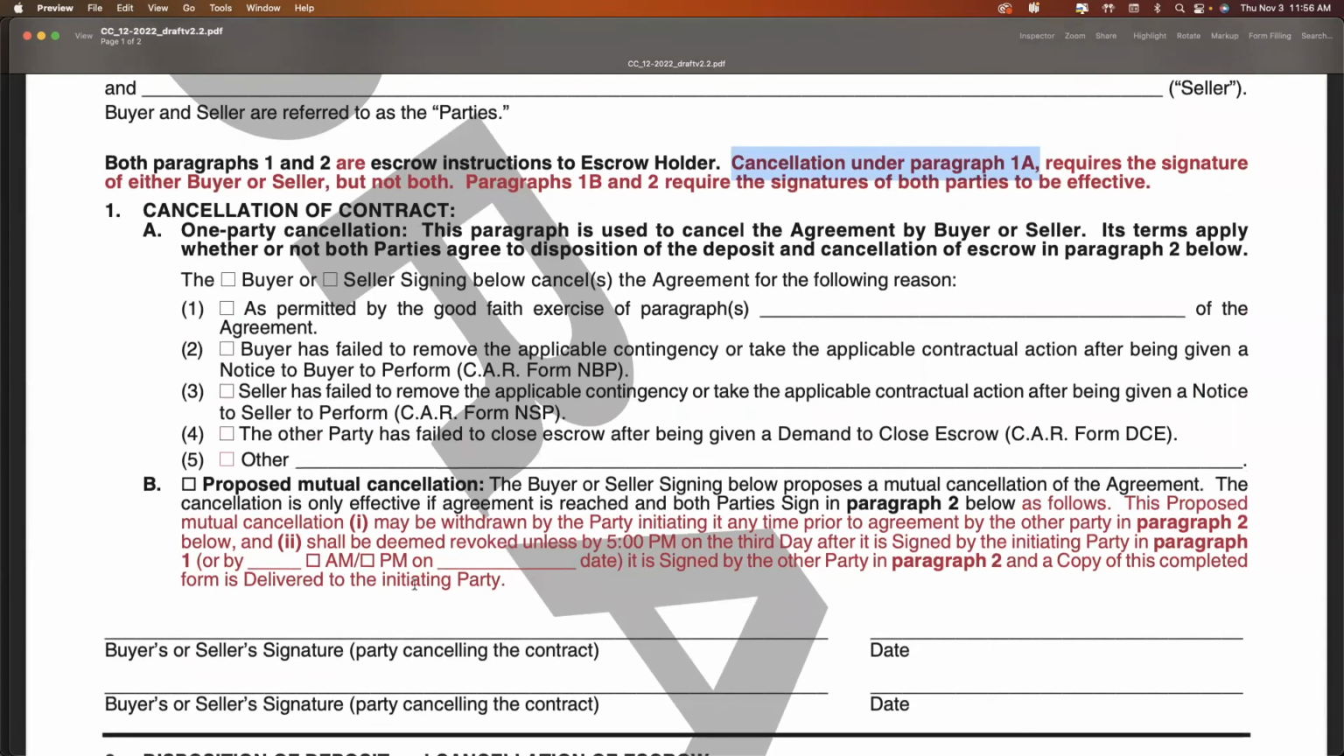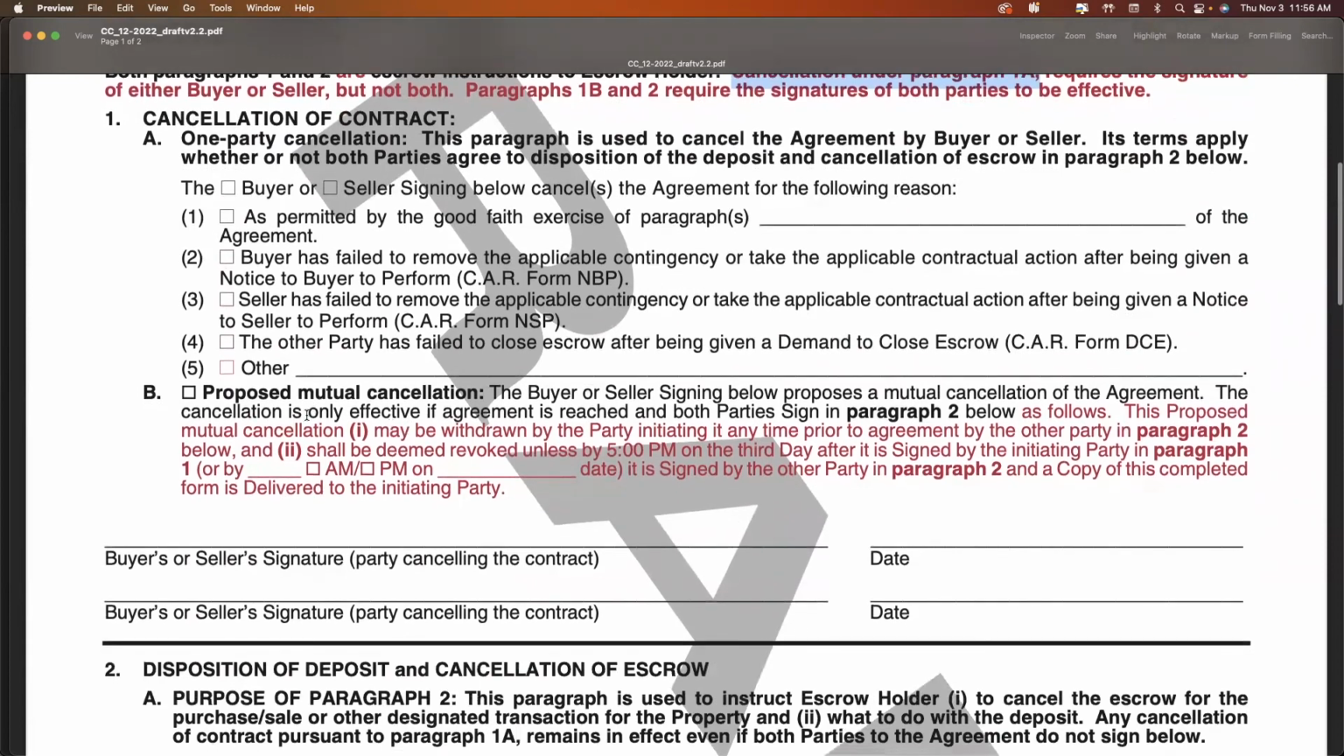What they did add up here for paragraph 1 is this proposed mutual cancellation may be withdrawn by the party initiating it at any time prior to the agreement by the other party in paragraph 2 below, and shall be deemed revoked unless by 5 p.m. on the third day after it is signed by the initiating party in paragraph 1, or by a date and time, it is signed by the other party in paragraph 2, and a copy of this completed form is delivered to the initiating party. So now it has an expiration date also.